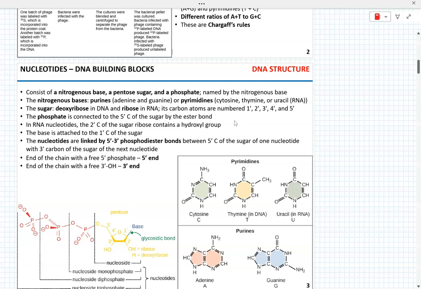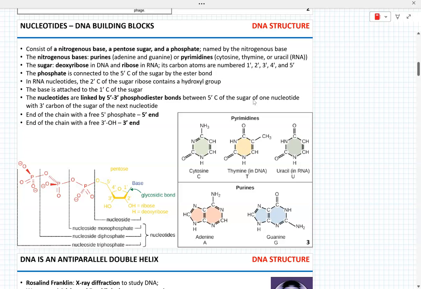Now let's change gears and talk about the building blocks of DNA, which are nucleotides. A nucleotide, shown on the bottom left of the page, consists of a nitrogenous base, a pentose sugar, and a phosphate.